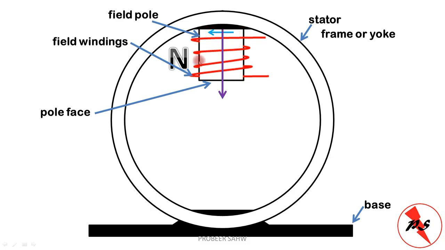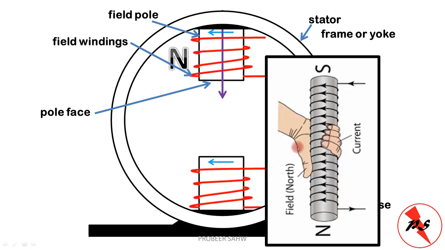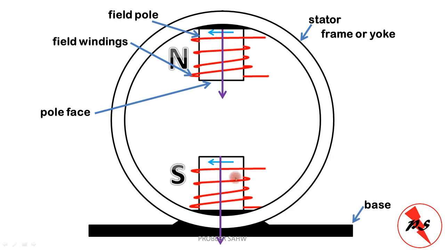Okay, these types of poles are also known as salient poles because these are protruding from the inner surface. Similarly, we can have a south pole. To create a south pole on this pole core, again we wrap a winding across it and pass DC current in this direction. Then according to the right hand curl rule, we'll have this as the south pole. This will be the direction of the magnetic field and this will act as the south pole.